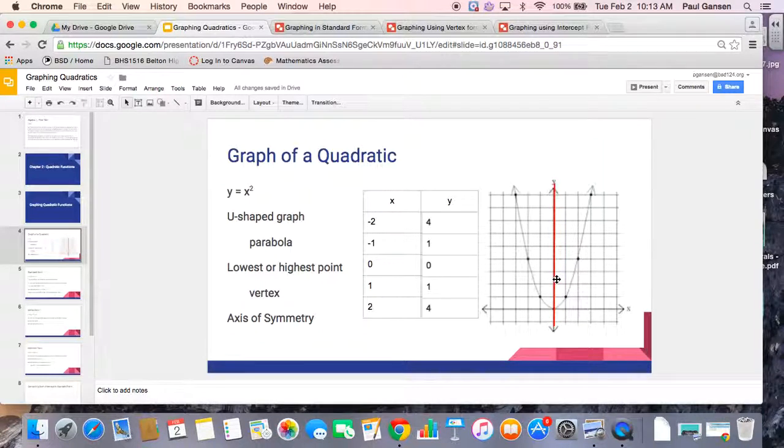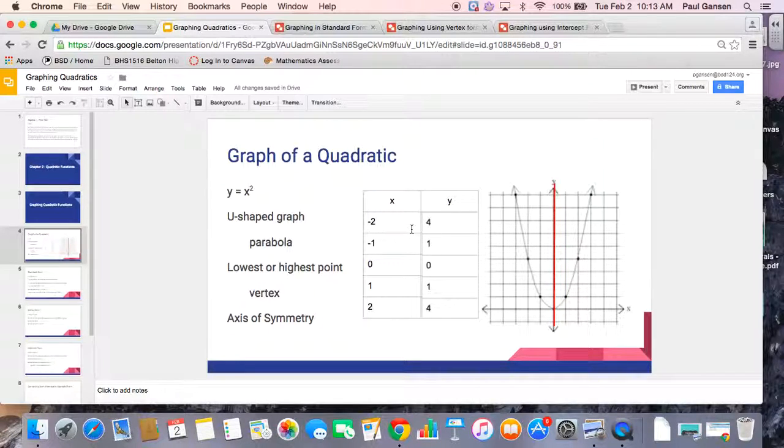And the axis of symmetry, if you recall, when something is symmetric, means it's the same on both sides. So for example, we have this coordinate here, -1, 1, which means we also have the coordinate 1, 1 on here. In a similar manner, we have the coordinate -2, 4 on here, and then on the other side we have the coordinate 2, 4. So that is how that axis of symmetry works.